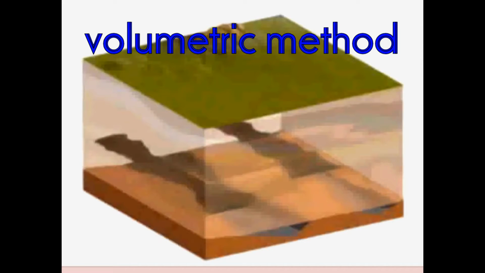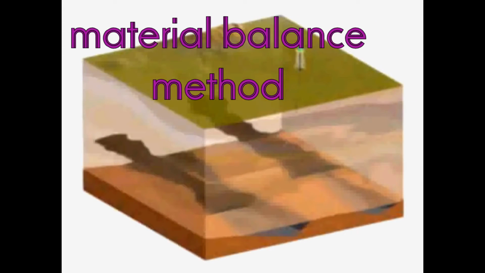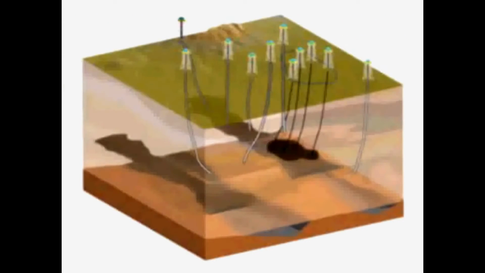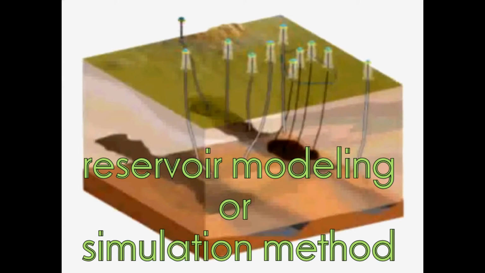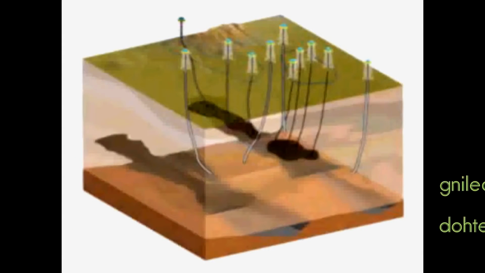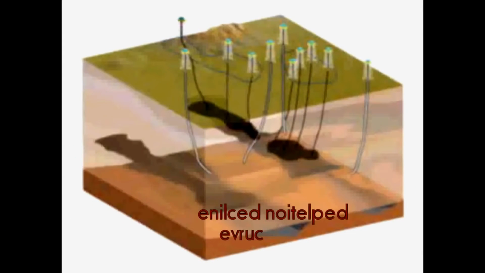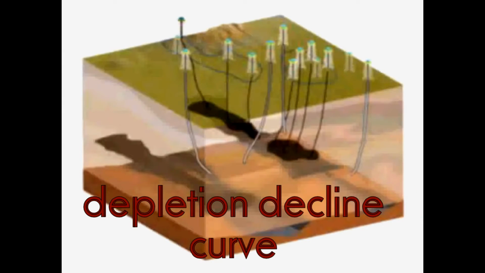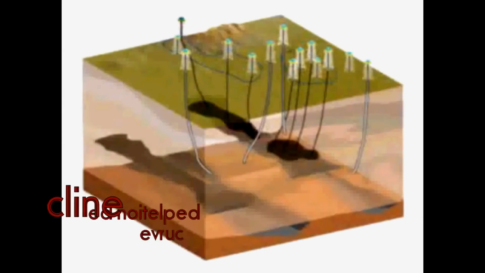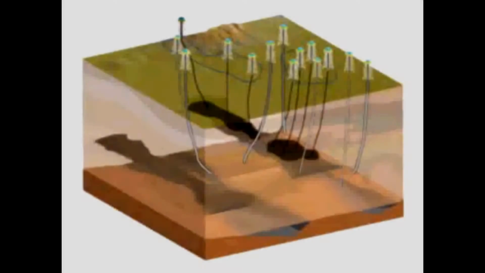As you can see, the volumetric method is used very early in the life of a reservoir. After production starts, the material balance method comes into play. Mature reservoirs rely on reservoir modeling and simulation methods. Finally, the depletion decline curve is utilized to determine the field's economic limit.